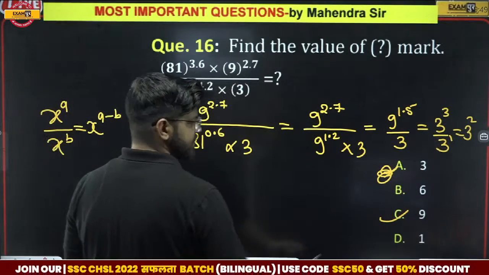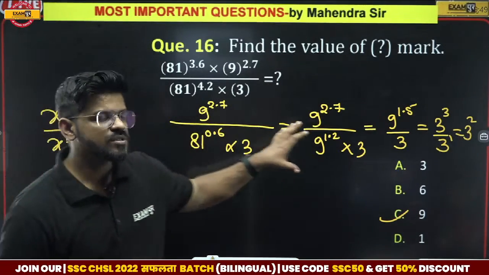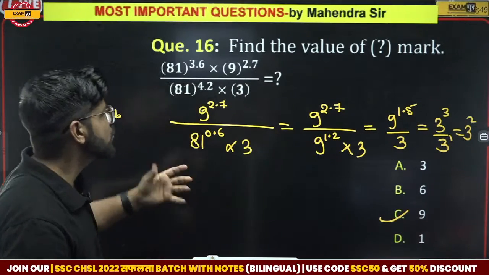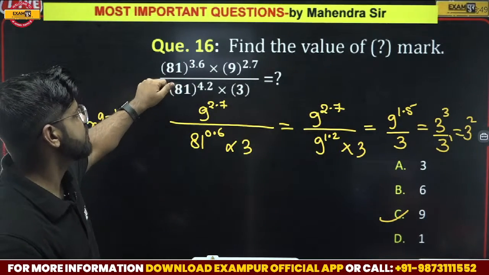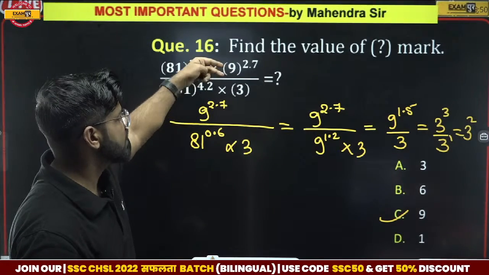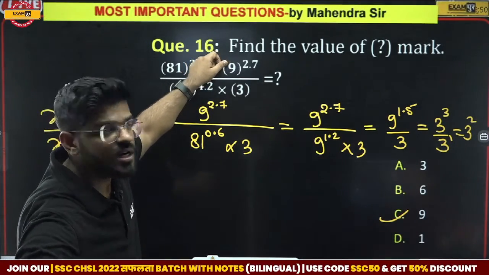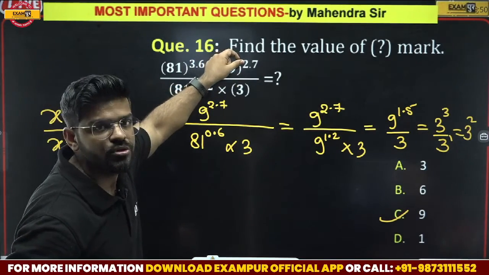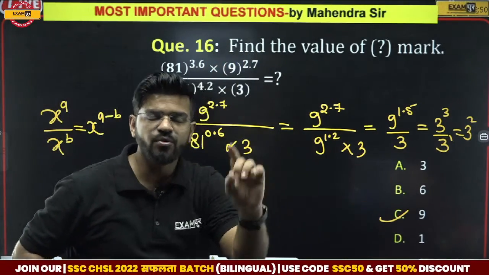Clear to everyone? So you don't have to do this much calculation by writing it. You have to do it mentally. How you can do it? 0.6. That means when we convert into 9, it will be 1.2. 1.2 will get subtracted from this. It will be 1.5. When we get converted into 3, this will be 3 square, so 1.5 will get doubled. That means it will become 3. So power 3, power 1, 3 minus 1, it will be 2. 3 square means 9. You have to do it mentally.